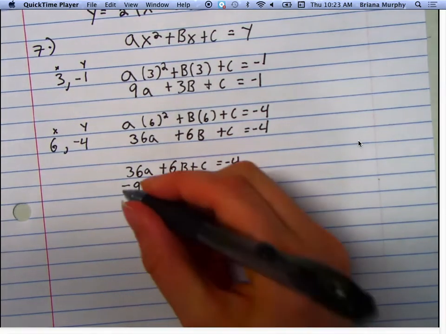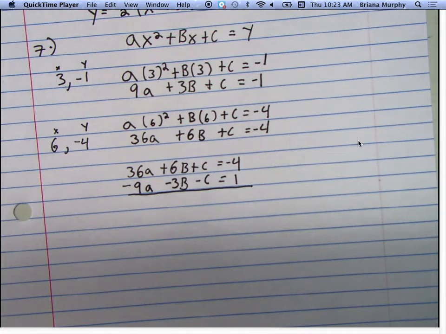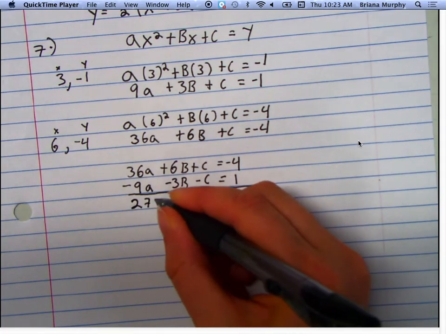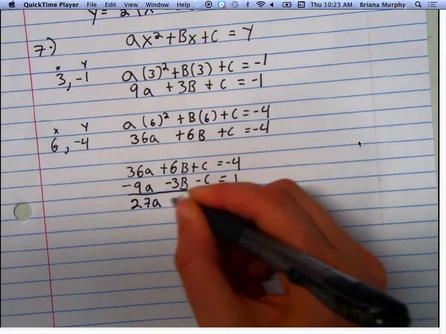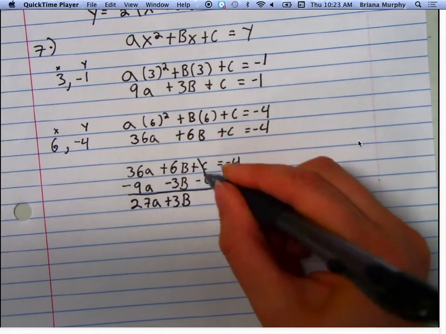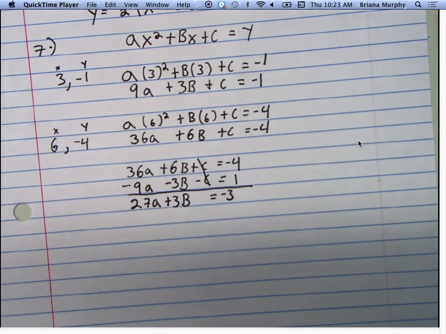So now I'm going to add straight down. And 36 minus 9 gives me 27a. 6b minus 3b gives me 3b. The c's cancel, and I'm left with negative 3. How are we feeling? Please ask a question if you're not. Now's the time, right? You can't ask this question during the test. Yes?